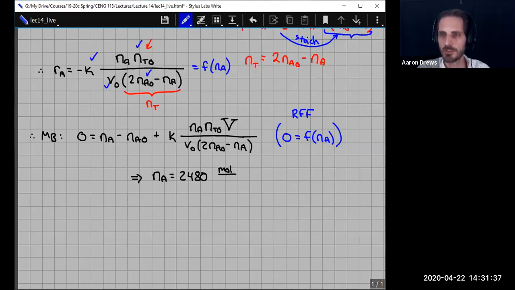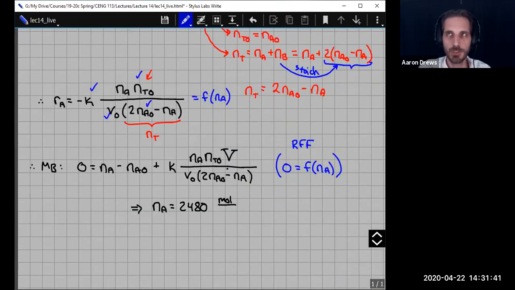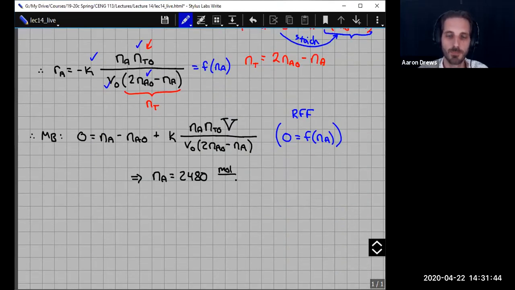Did I say 3,000? No, I was right. 3,000 moles were coming in. I was trying to make sure that my units were right there. I didn't want to mess that up.